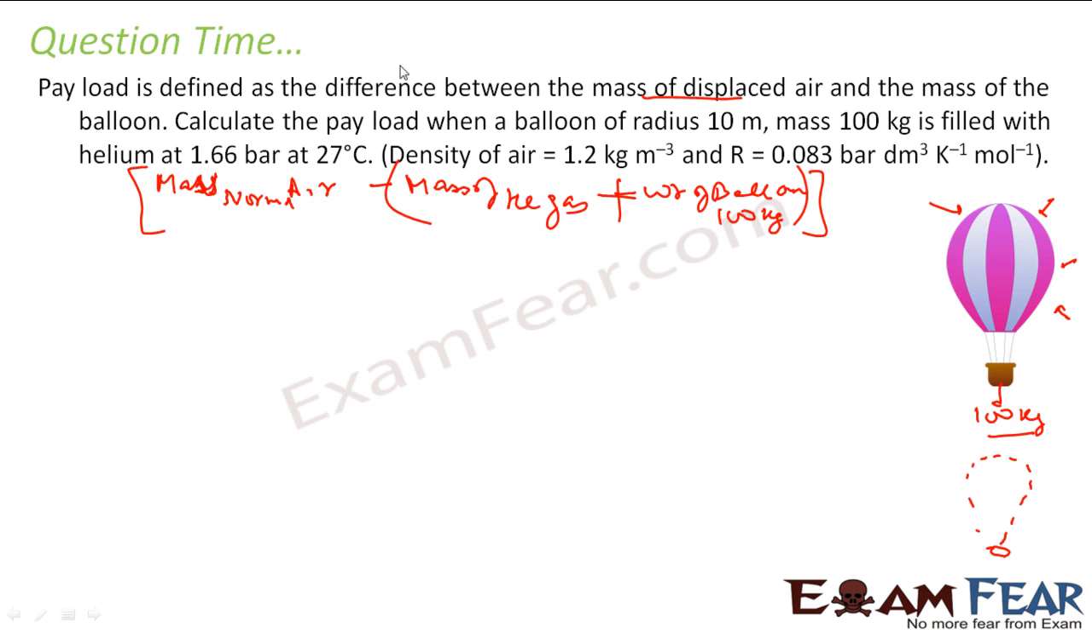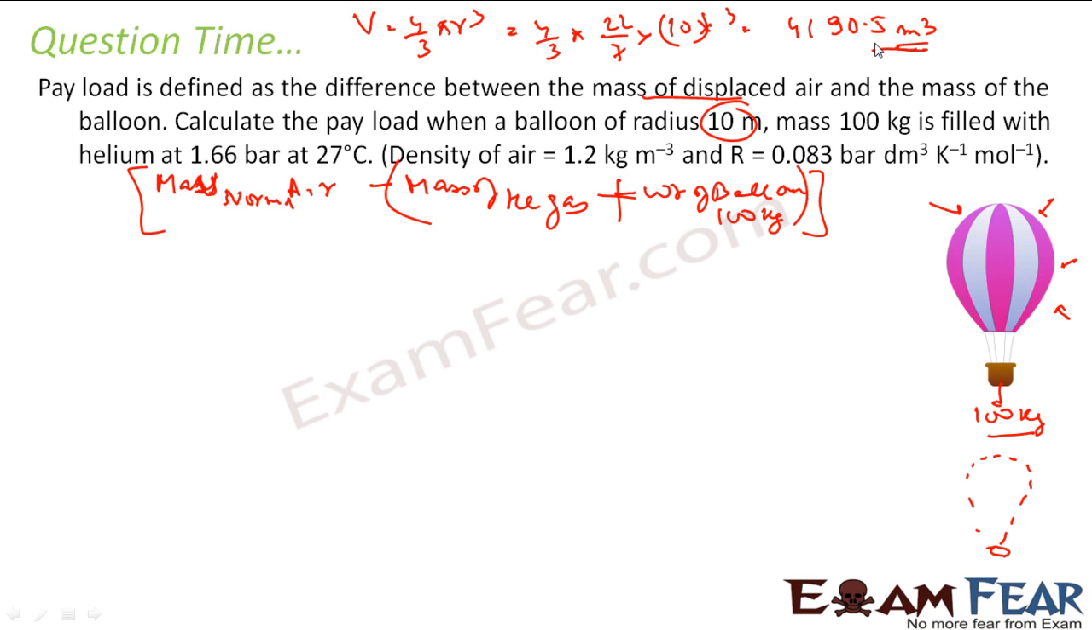So we know the formula, but first we need the volume of the balloon. The volume of the balloon is 4 by 3 pi r cube. We'll assume pi is 22 by 7. So this is 4 by 3 into 22 by 7 into r, where the radius is 10 meter, so 10 cube. It comes out to be 4190.5 meter cube. Please note the dimension, it is meter cube. This is the volume of the balloon.